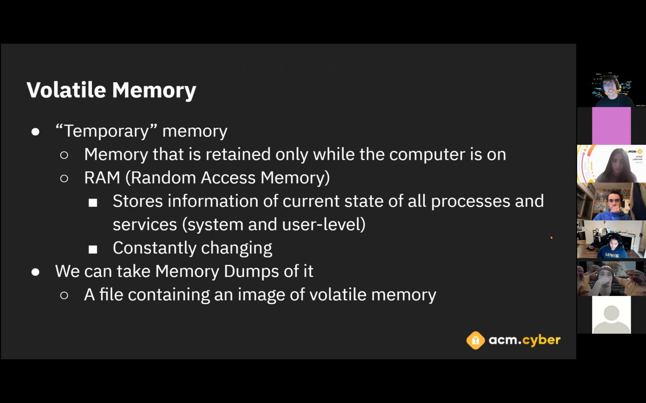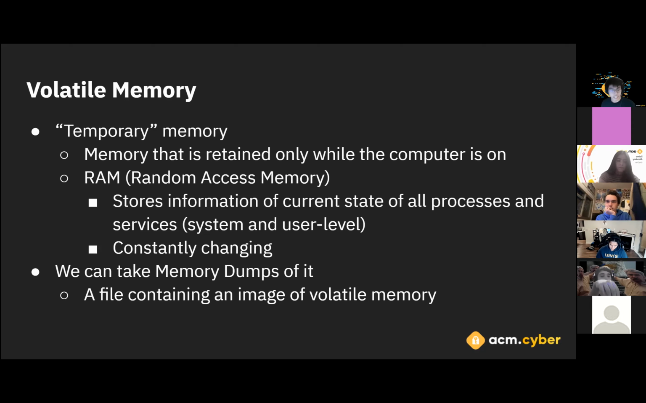So I guess we'll go into a little bit about what volatile memory is and what memory forensics even is. Volatile memory is basically the type of memory that is only retained when your computer's on. The most common example would be RAM, or your random access memory. It stores information of all your current processes and services that are running. And this is constantly changing, because the states of all your processes are changing and there's a lot of things happening behind the scenes on your computer.